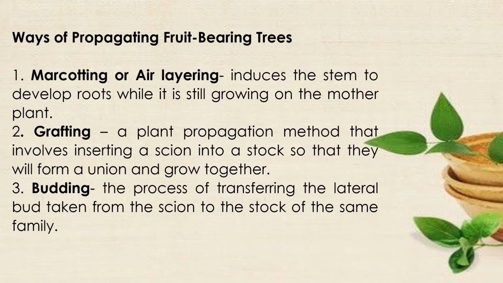Ways of propagating fruit-bearing trees. Number 1, marcotting or air layering. Induces the stem to develop roots while it is still growing on the mother plant. We have the second one, grafting, a plant propagation method that involves inserting a scion into a stalk so that they will form a union and grow together. Number 3, we have also budding, the process of transferring the lateral bud taken from the scion to the stalk of the same family.